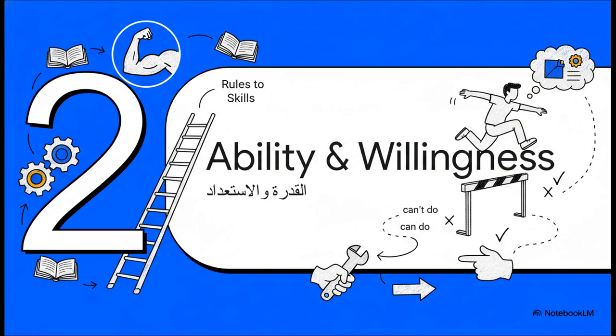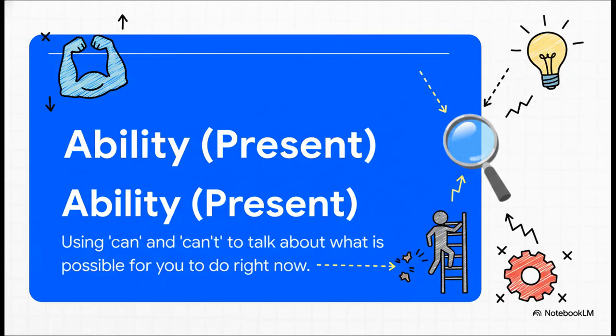Okay, let's move on to our next section. We're switching from rules to skills. Now we're going to talk about ability, what you can and can't do. In Arabic, that's al-qudra wal-ista'dad. To talk about your abilities right now, in the present, we use two very simple, very common words. Can for the things that are possible for you, and can't for the things that are not possible.